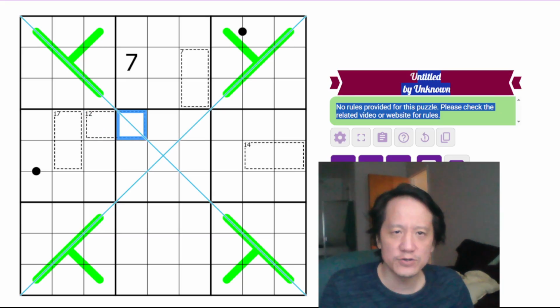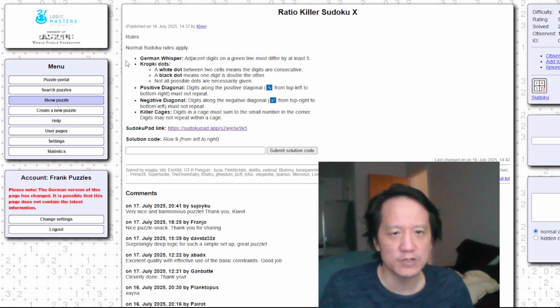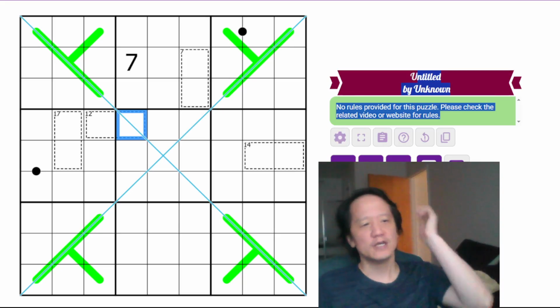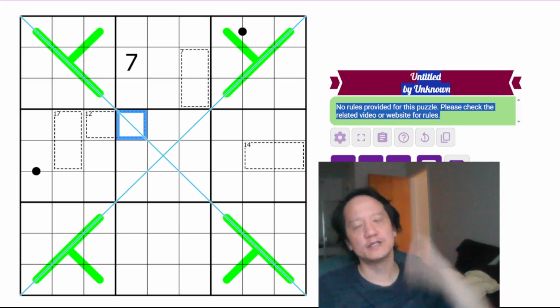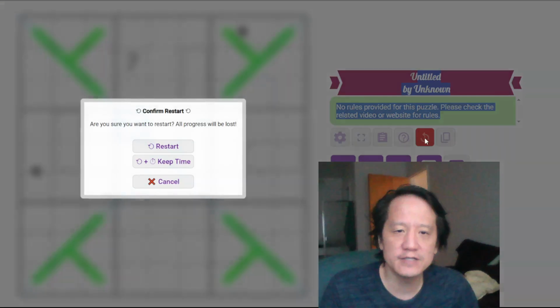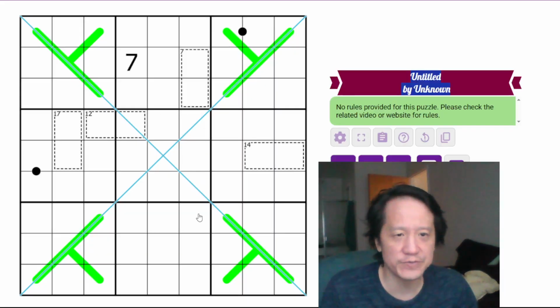And I think those are all the rules. Let me double check. We did German whisper, Kropki dots, positive diagonal, negative diagonal, killer cage. Yep. Those are all the rules. If you'd like to play along, there's going to be a link in the description. And now, I'm going to get started. Let's learn how to Sudoku.